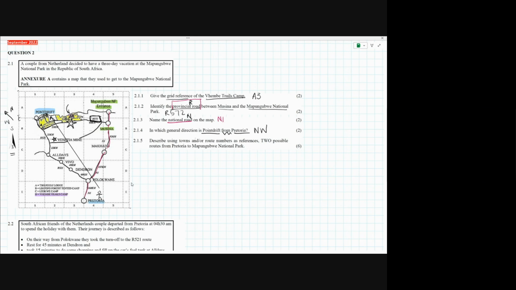Now, this is why it's 6 marks, because you're going to give 2 routes. So it's likely going to be 3 for each, which it is. But we need to basically get from Pretoria to the national park. So here's Pretoria. Here's the national park. I need 2 routes. Don't care what the routes are. So you can give me one.